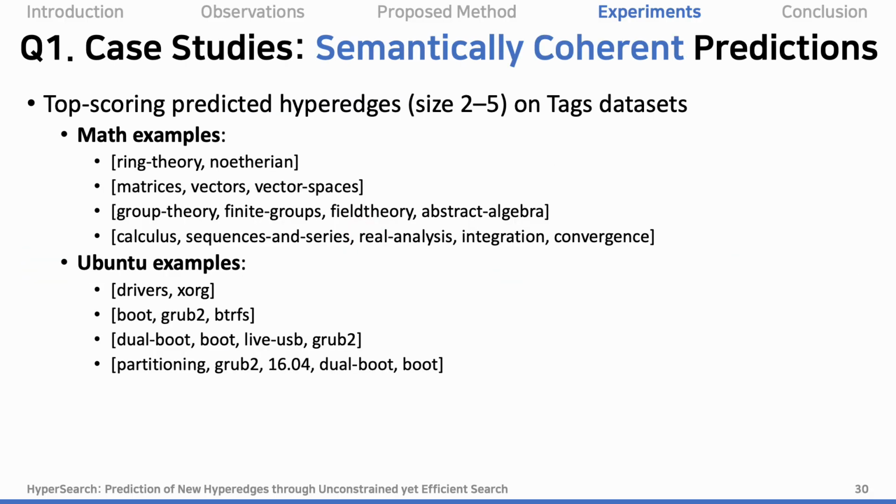Next, we take a closer look at case studies of HyperSearch's top scoring predictions. The predicted hyperedges capture semantically coherent combinations of texts, showing that the predictions align well with meaningful concepts. For example, in the math domain, the predictions include closely related texts such as calculus and integration. Similarly, in Ubuntu, the predicted combinations involve coherent system-related texts.